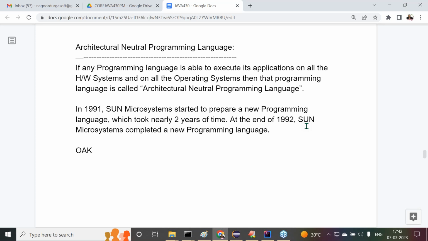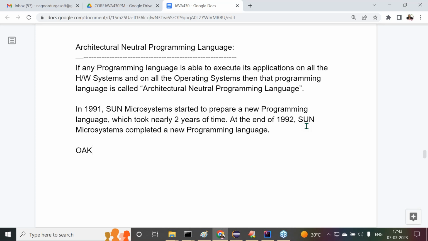Immediately, James Gosling sent his opinion to Sun Microsystems. I want to give this name to the new programming language. This is my thought. Then immediately what happened? Sun Microsystems rejected James Gosling's opinion. They gave some reason. What was the reason that Sun Microsystems gave?